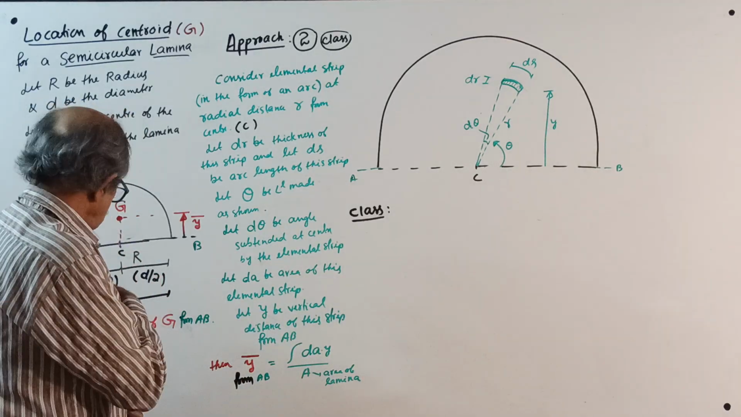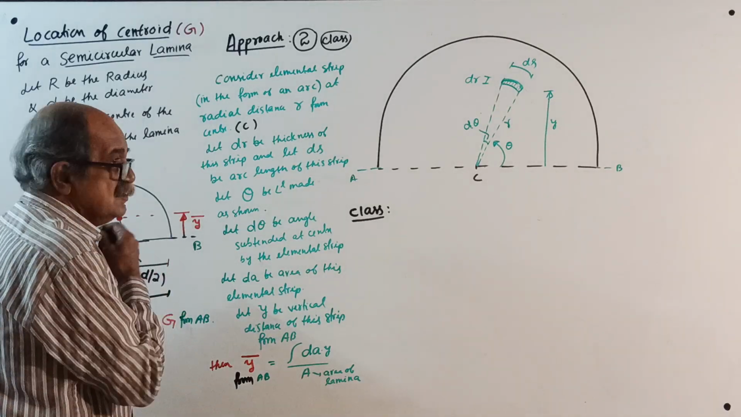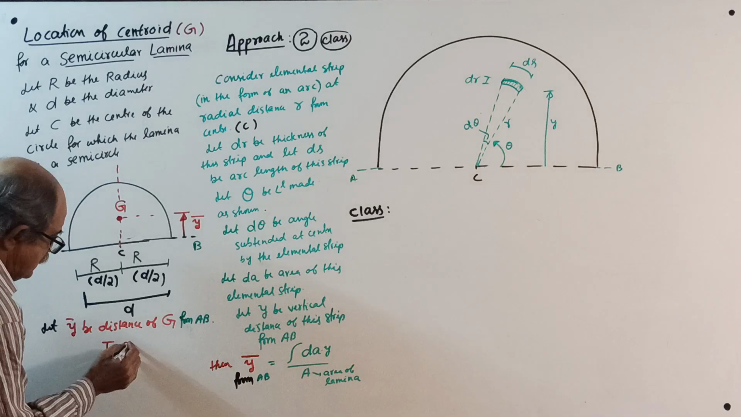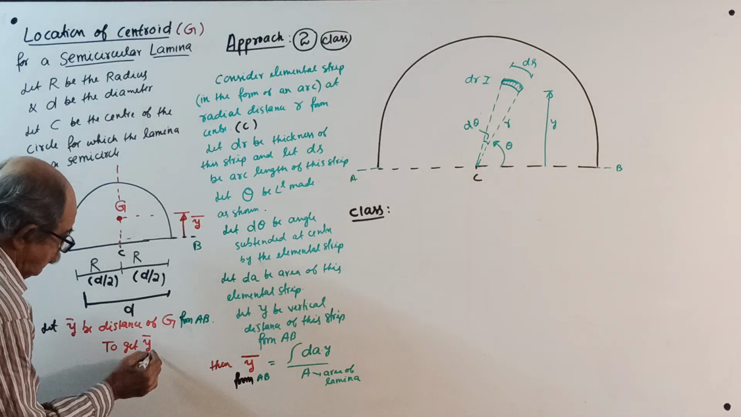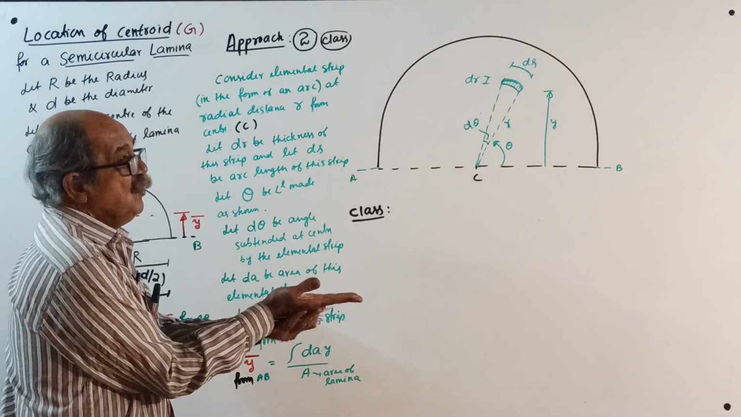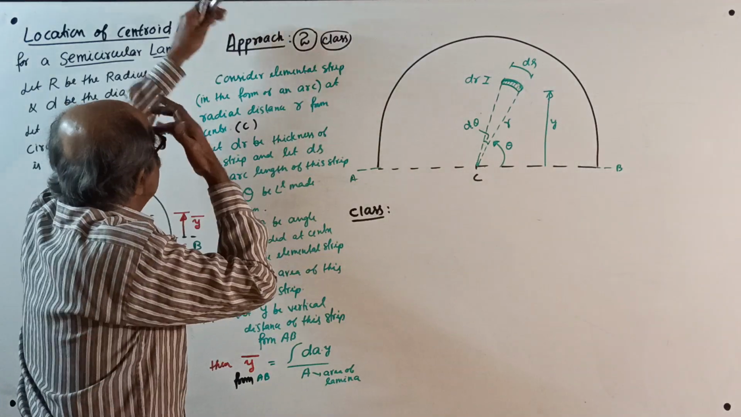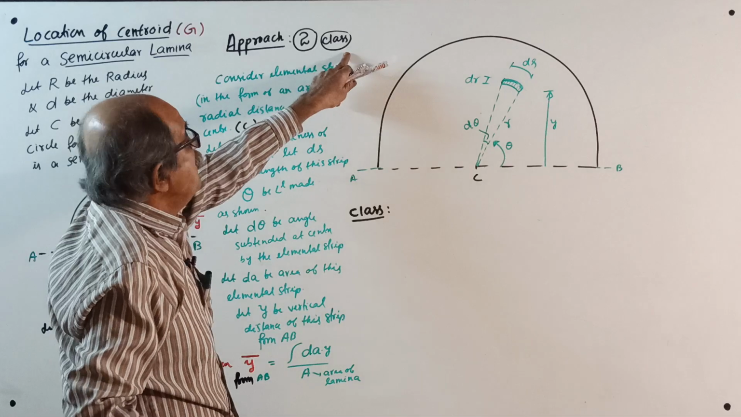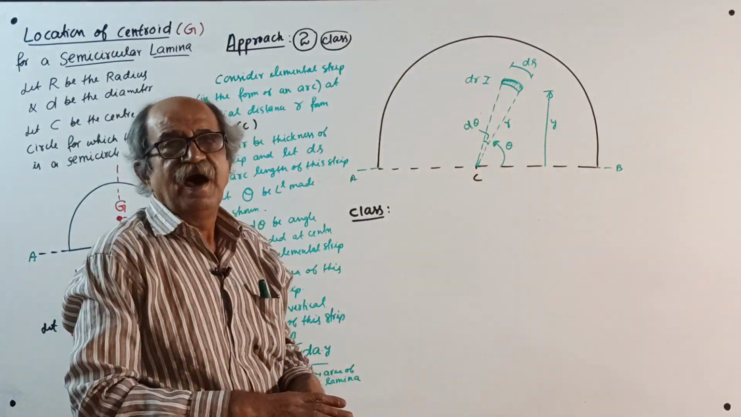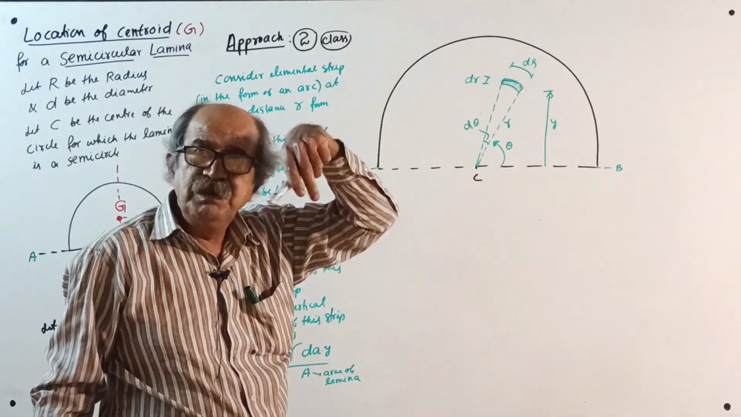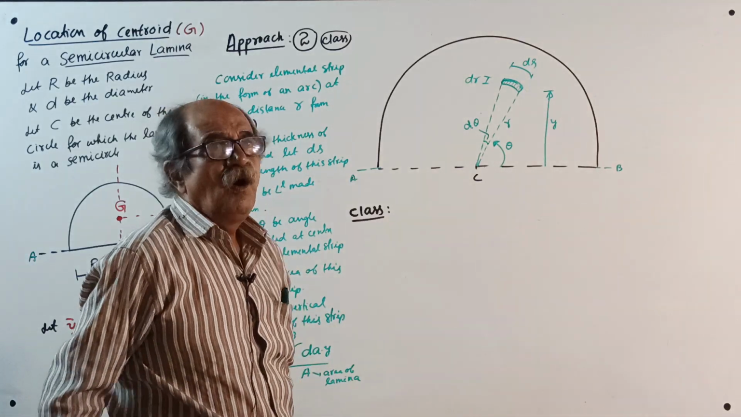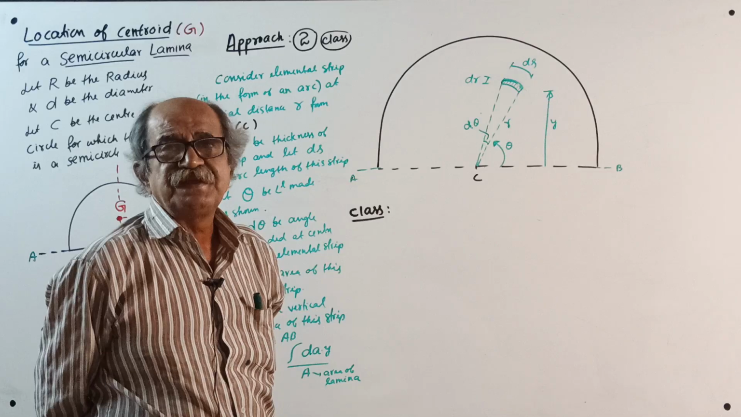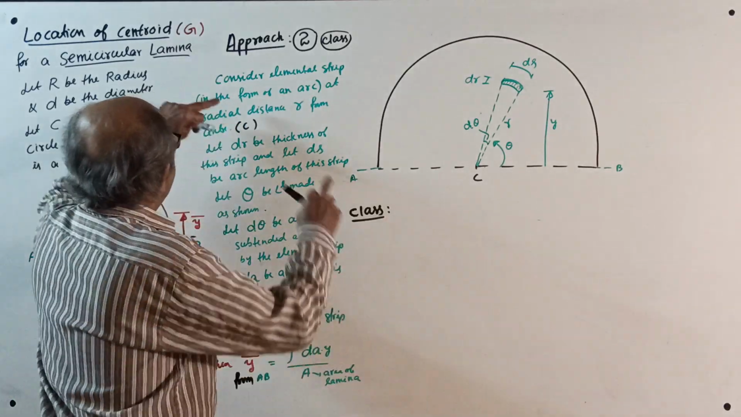Now I write that Y bar here. To get Y bar, remember, that is the vertical distance you want. Before that, I gave all the principles, the integration, the strips, etc. I explained them. Go through it.